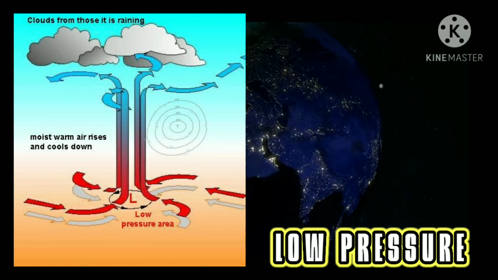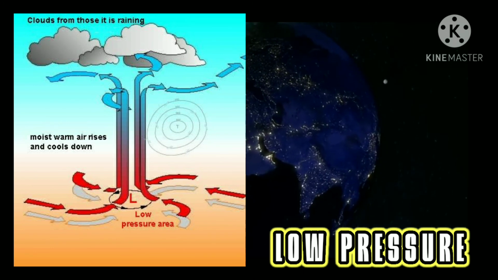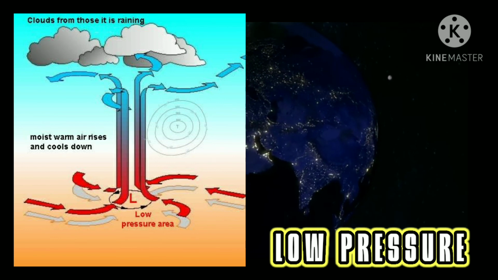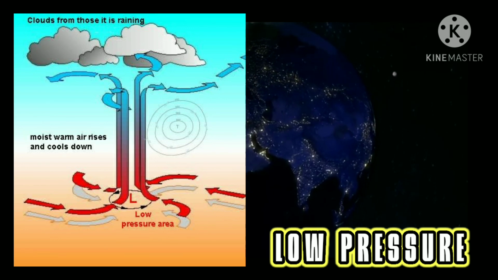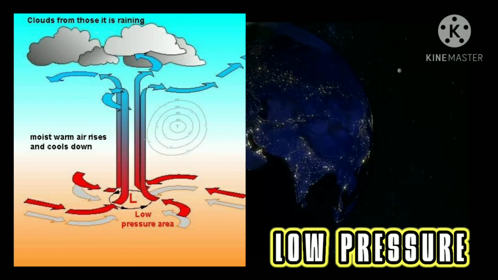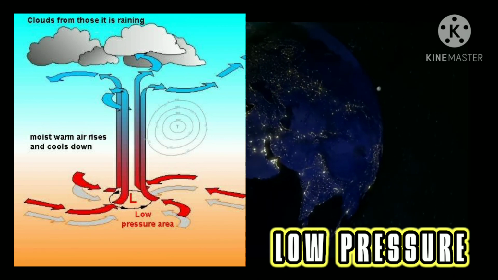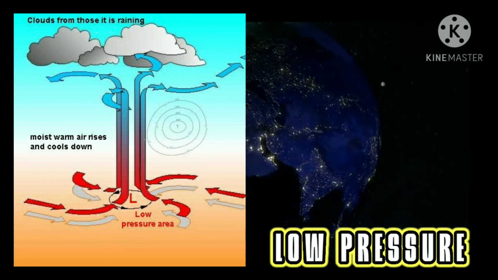So whenever there's rising, we get precipitation, right? When air rises, it cools, it condenses, clouds form, rain, sometimes thunderstorms occur. So that's just it. Pretty much simple.